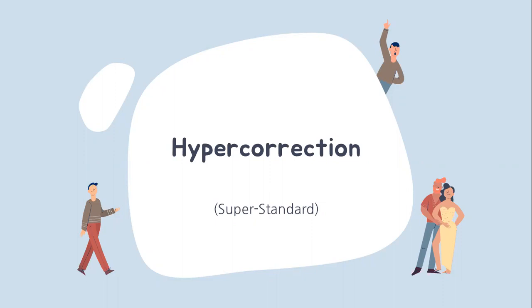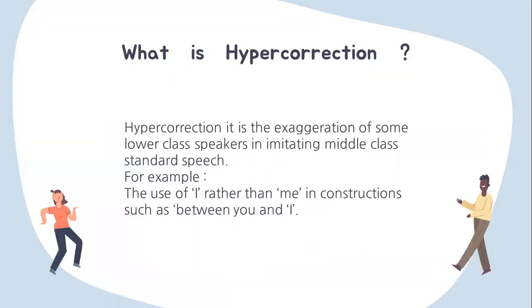Okay, I'm the last presenter. So it's about hypercorrection. So what is hypercorrection? It is the exaggeration by some lower class speakers in imitating middle class standard speech. So the lower middle class, out of anxiety about standards of correctness and insecurity about their own speech, do what is called hypercorrection. They try to use the prestige norm used by the upper class.